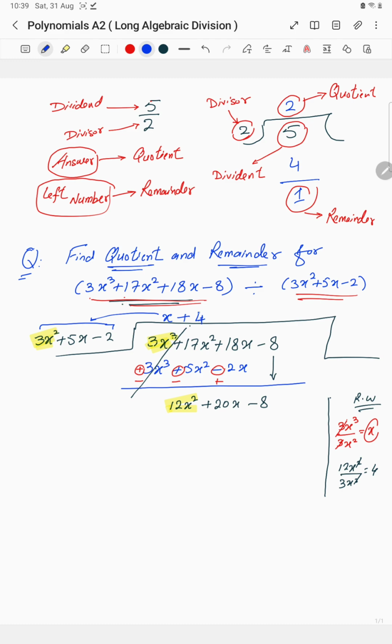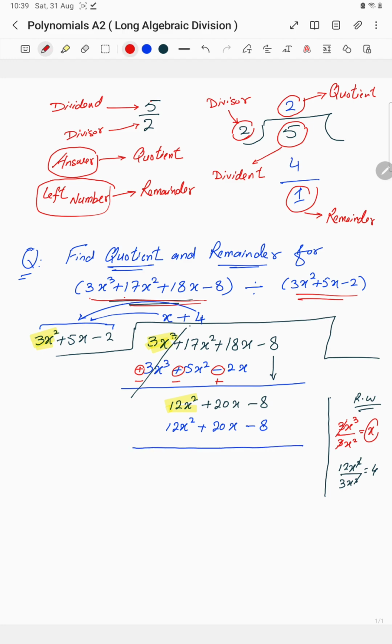Now, in the same process, multiply this 4 with the entire divisor. 4 times 3 is 12x square, plus 4 times 5 is 20x, plus, minus minus, 4 times 2 is 8. And keep in mind, do write the terms under the like terms.